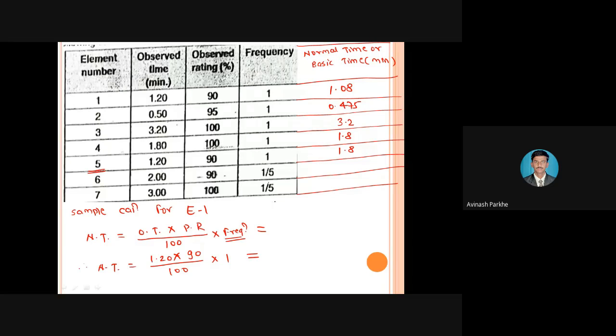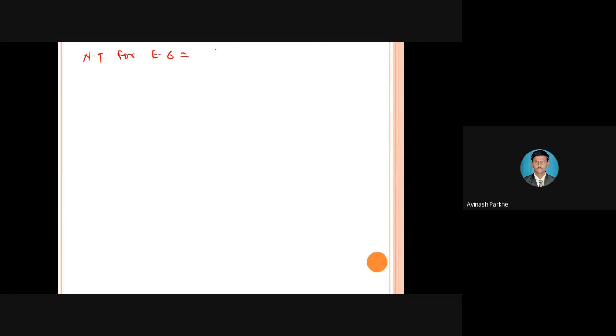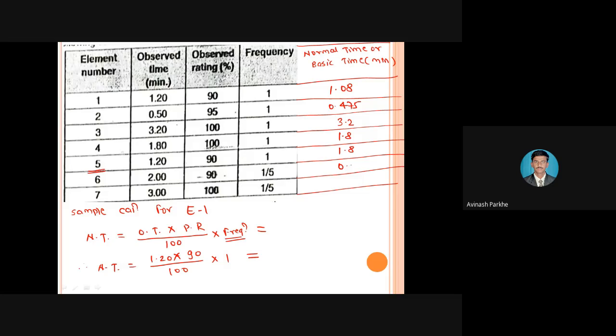Simple formula you have to use for the 6th element and the 7th element. For example, sample calculation, normal time for element number 6. What is the observed time? 2. 2 into 90 divided by 100 into frequency 1 by 5. So what is the answer? 0.36. Yes, 0.36. Do the calculation: 1.8, 1.9, 0.36.